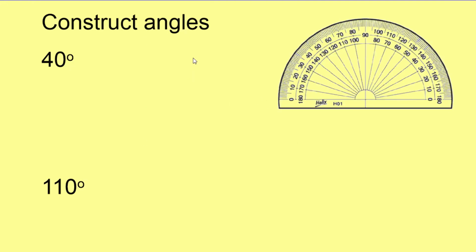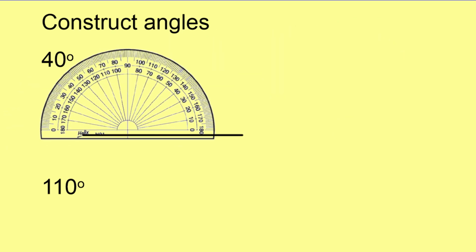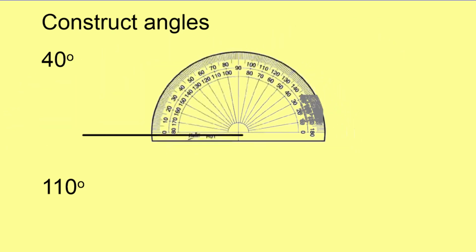Okay, drawing angles. So when we say construct, it just means draw, but with equipment. So in order to draw an angle, you draw a line. You put your protractor at one of the ends. Doesn't matter which one you do. So each end, either here or here. So we're doing 40. So I'm just going to put it at this end.